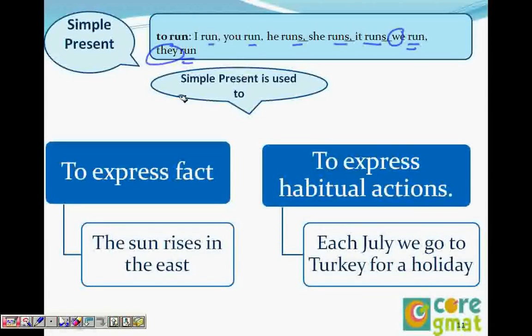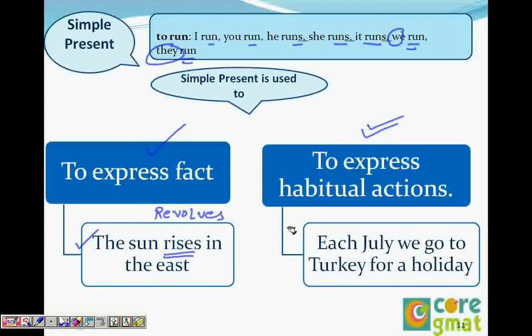We have done this earlier in the videos. Simple present is used, one, to express fact, and second, to express habitual action. When we express a fact, for example, the sun rises in the east. So this is a fact. Earth revolves around the sun. So we always use the present simple tense. Where is the present simple tense in this sentence? "The sun rises in the east." Rises. Earth revolves around the sun: revolves.